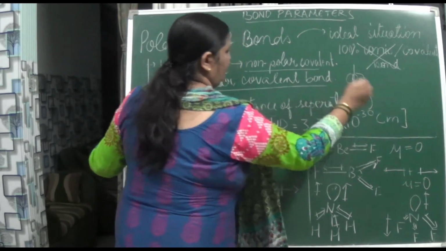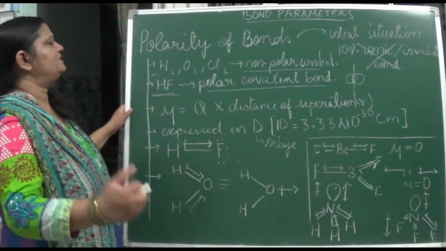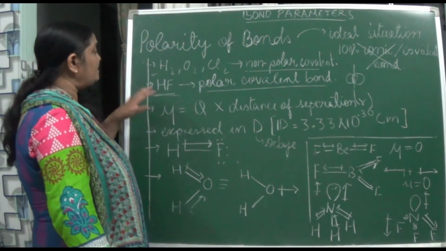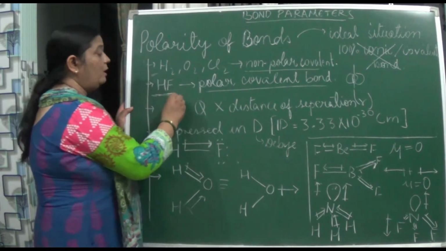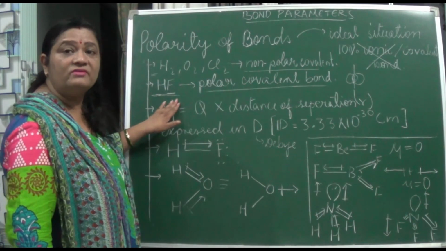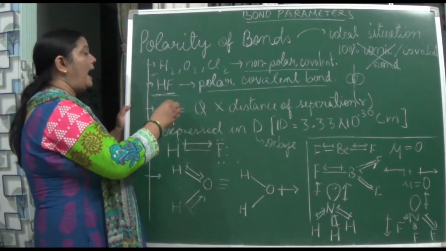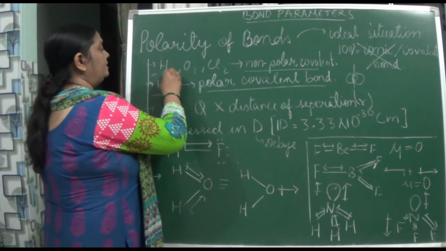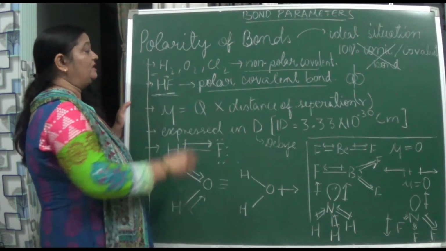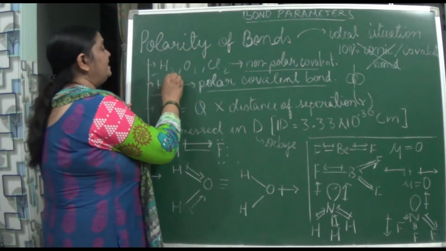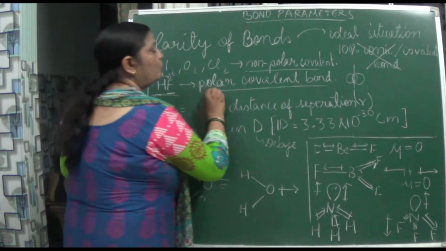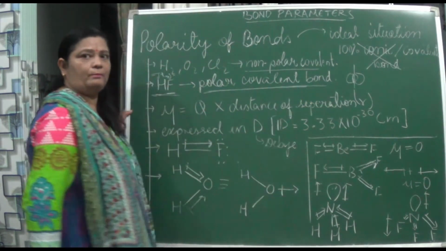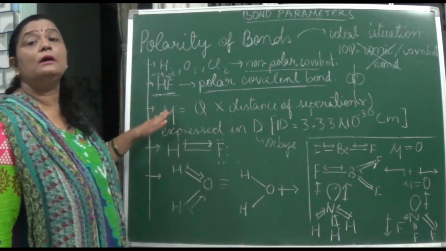Now, when we are talking about HF, hydrogen fluoride, we say it is a polar covalent compound. Why do we say it is a polar covalent compound? Actually, what happens when we are talking about hydrogen and fluorine? Fluorine is more electronegative in nature, and naturally what will happen? It will try to take the electrons towards itself, naturally becoming partially negative, and this partially positive, thereby forming a polar covalent compound or polar covalent bond.